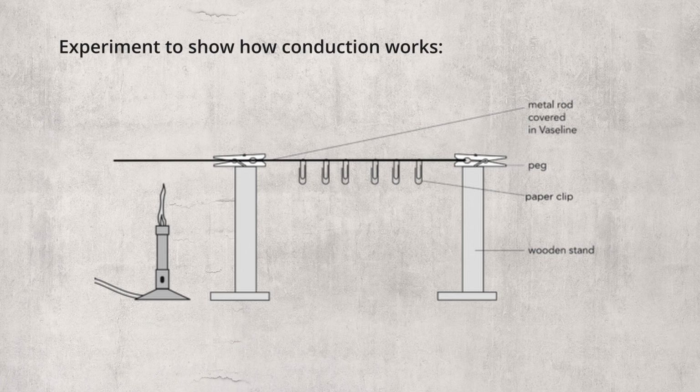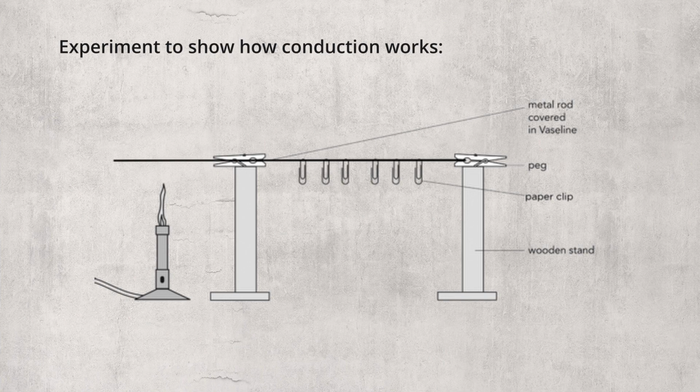A simple experiment which can be done to see how conduction works is when we have a metal rod and stick paper clips to it with a low melting point Vaseline. We will then place the one side of the metal rod in a heat source like a Bunsen burner. The heat will conduct from the one side of the metal to the other side.